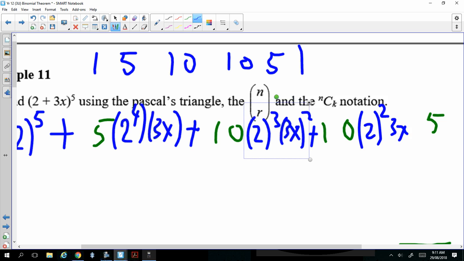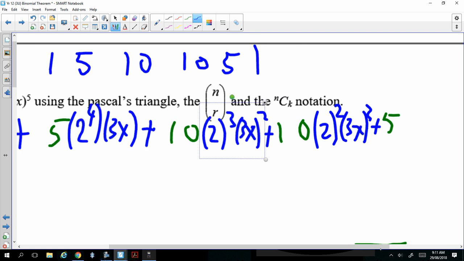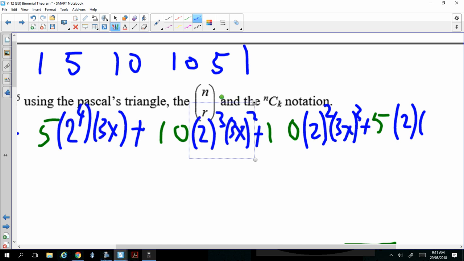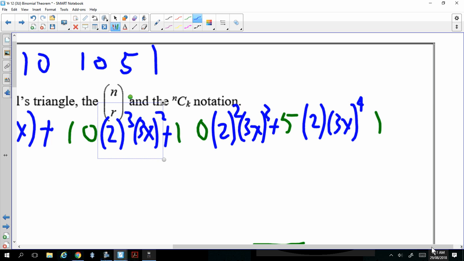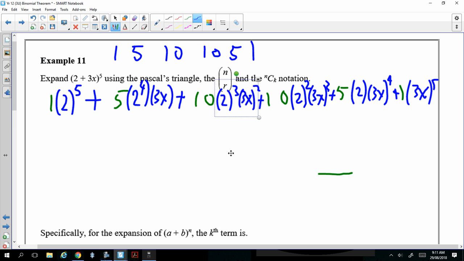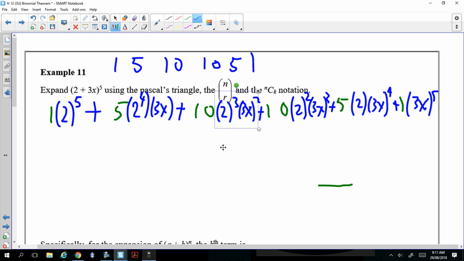and then we get 2 times 3x to the power of 4, and the last one, 3x to the power of 5. Alright, so I just want to expand this. You don't have to simplify, just expand it. We just want to see if there's any formula we can create. We expand it using Pascal's triangle.